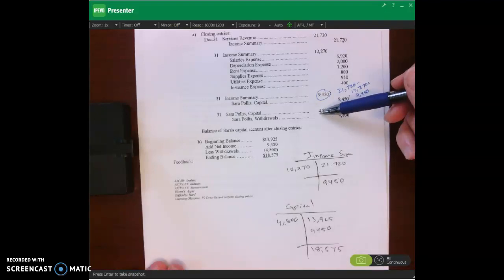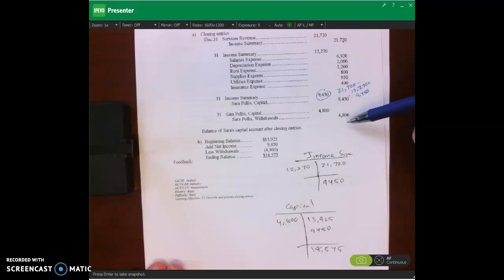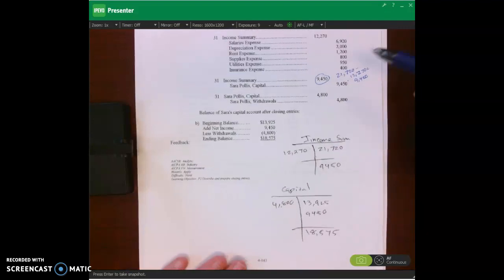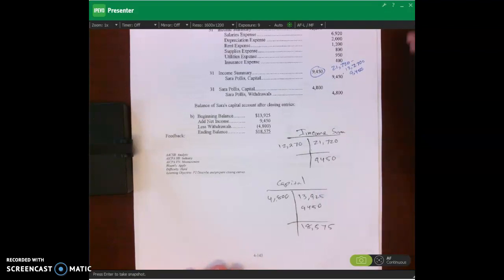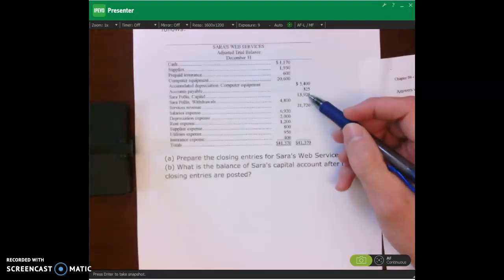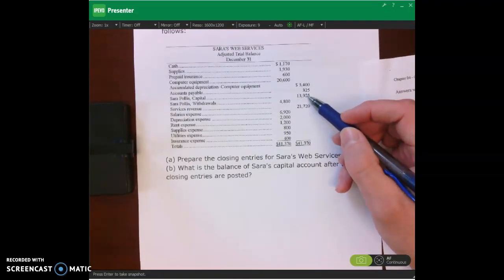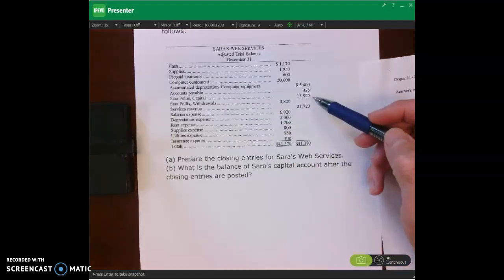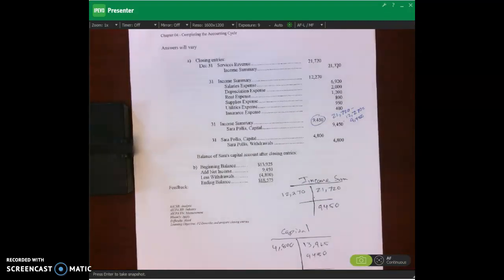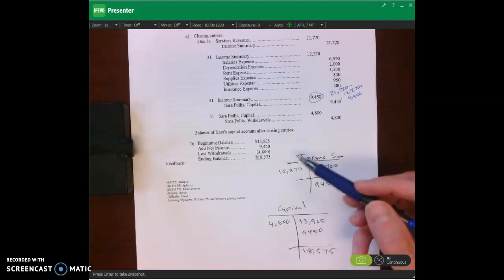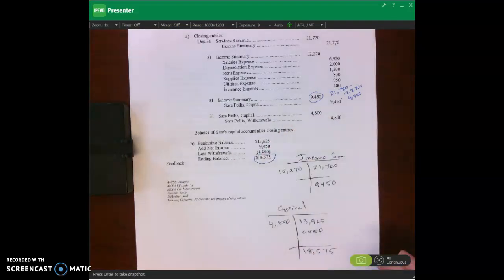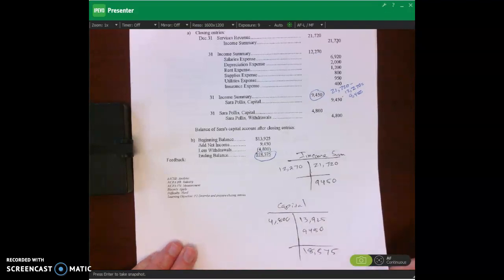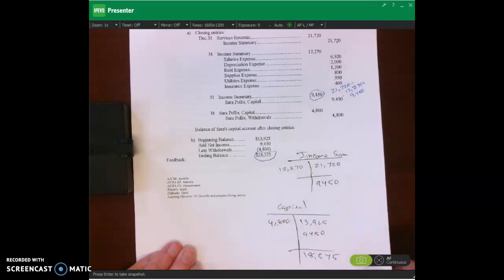The last journal entry that we have to do is to close out withdrawals to capital. So it's a debit to capital, credit to withdrawals, $4,800. And then what we want to do is figure out the ending balance in capital. So we take our beginning balance of $13,925. Where did I get that? That is straight from the adjusted trial balance. Remember, we do our closing journal entries based on the adjusted trial balance. $13,925 right there, plus the $9,450, which is my net income, minus the $4,800 of withdrawals, gives me my ending balance in capital of $18,575. That is the correct answer to part B.